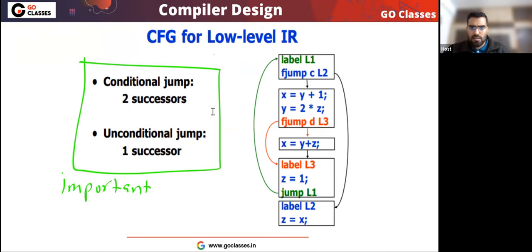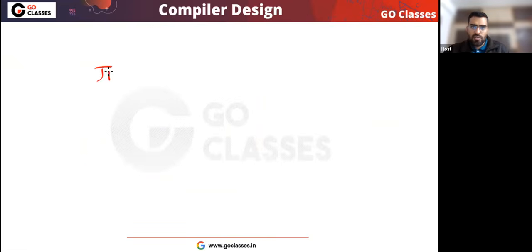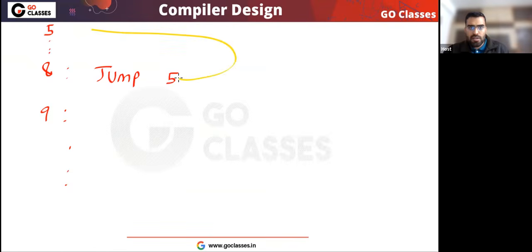Is this clear? Because you have an unconditional jump, there is no condition. You will directly jump. You will never go to the next block. For example, if you have jump 5, and let us assume this is instruction number 8, and this is instruction number 9, and this is instruction number 5. Now you will always go here. You will never go here. So from instruction 8, you will always go here.